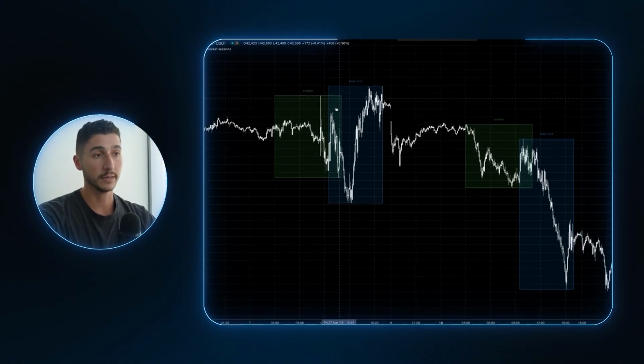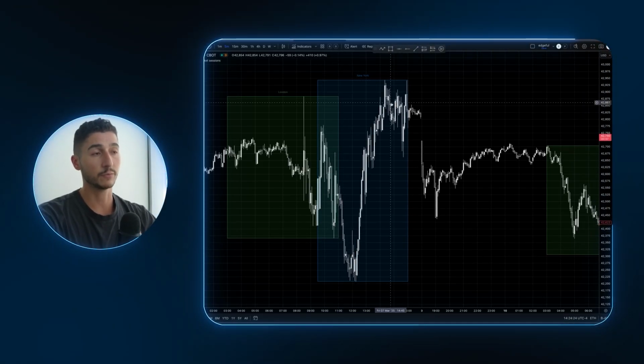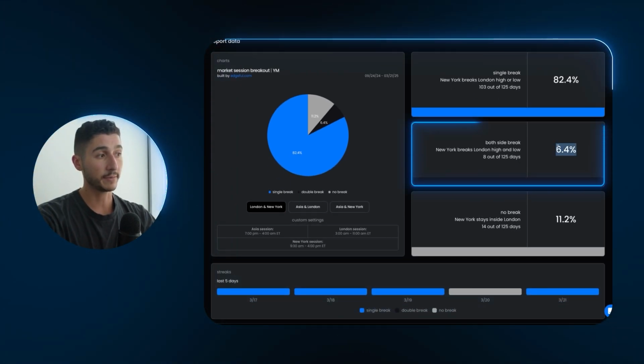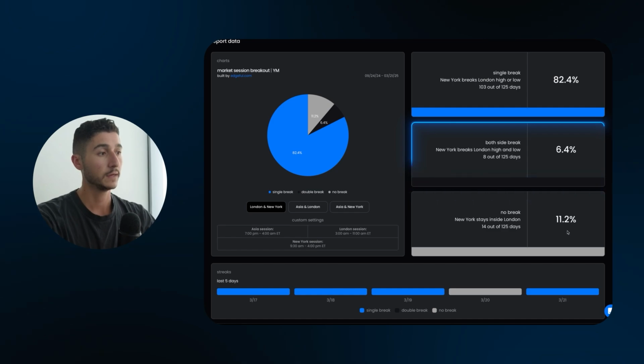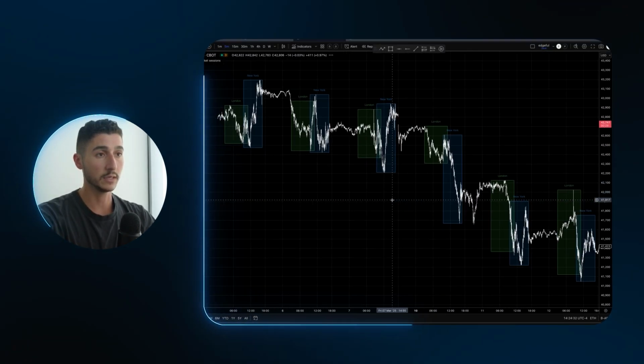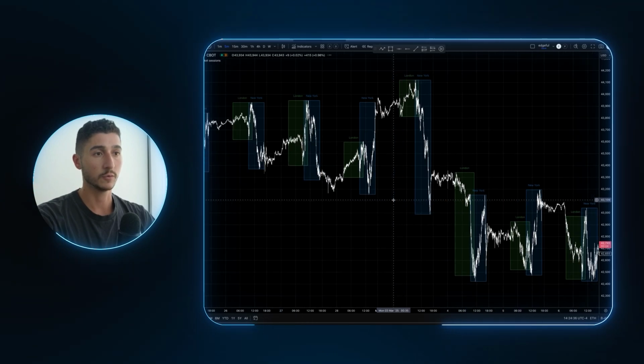So here is a double break. This is where it goes to both sides. So after the London session closes, it breaks to the bottom side, retraces to the top side. That has happened roughly 6% of the time in the last 6 months. The no break would be, where's an example of a no break?